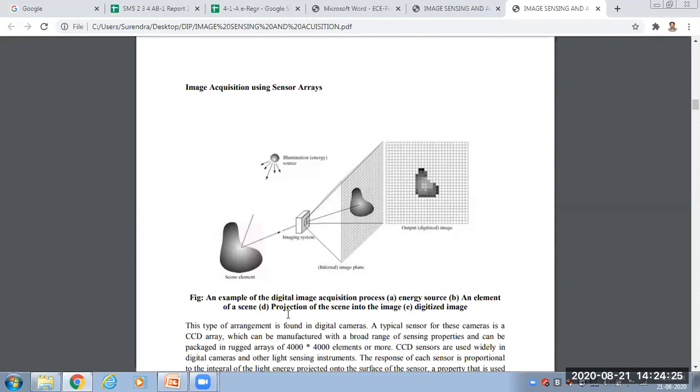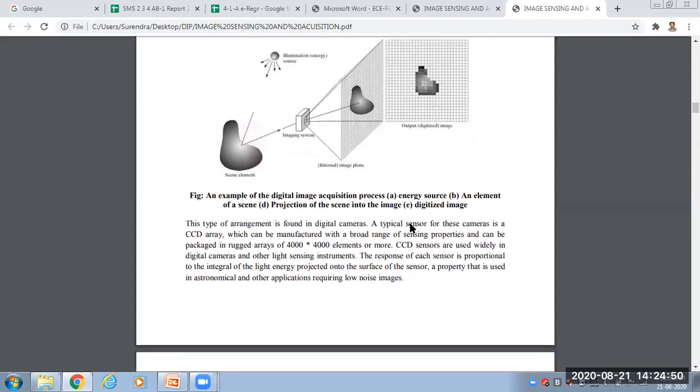Here is an example, the digital image acquisition process. Here there is an illumination source or energy source, and this is the scene element and imaging system, and here there is a digital screen. From this digital screen we are having digital images. Instead of analog we are getting digital images. Generally this arrangement happens in our normal nowadays CCD, meaning charge coupled devices. Arrays are generally of size 4000 by 4000 elements or more.